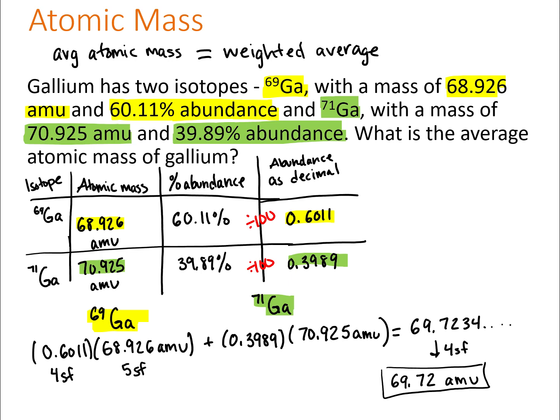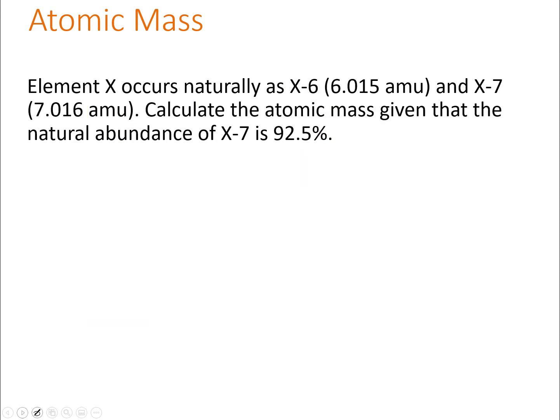Can we move on to another problem? I have one for you guys to try. Okay. So you've got element X. It occurs naturally as X6 and X7, and there are the masses. Calculate the atomic mass given that the natural abundance of X7 is 92.5%. I'll give you 3 minutes to solve this problem, then I'll check in with you and go over it.